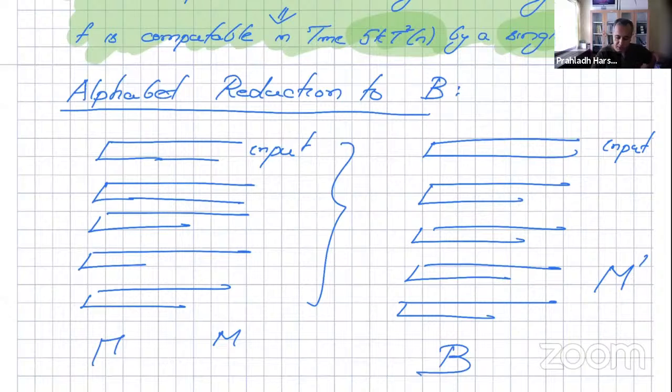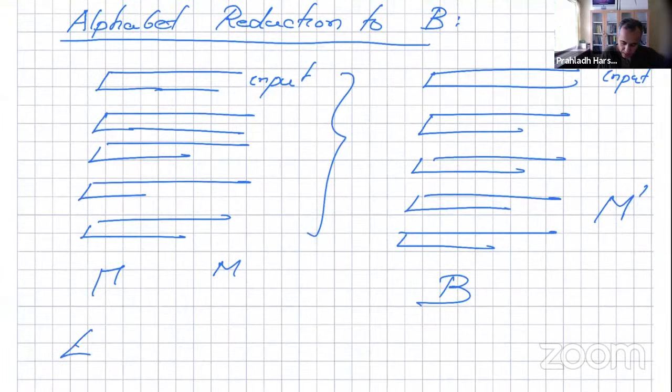And it's the most natural thing. We'll just encode gamma. So this is what M prime is going to be doing.